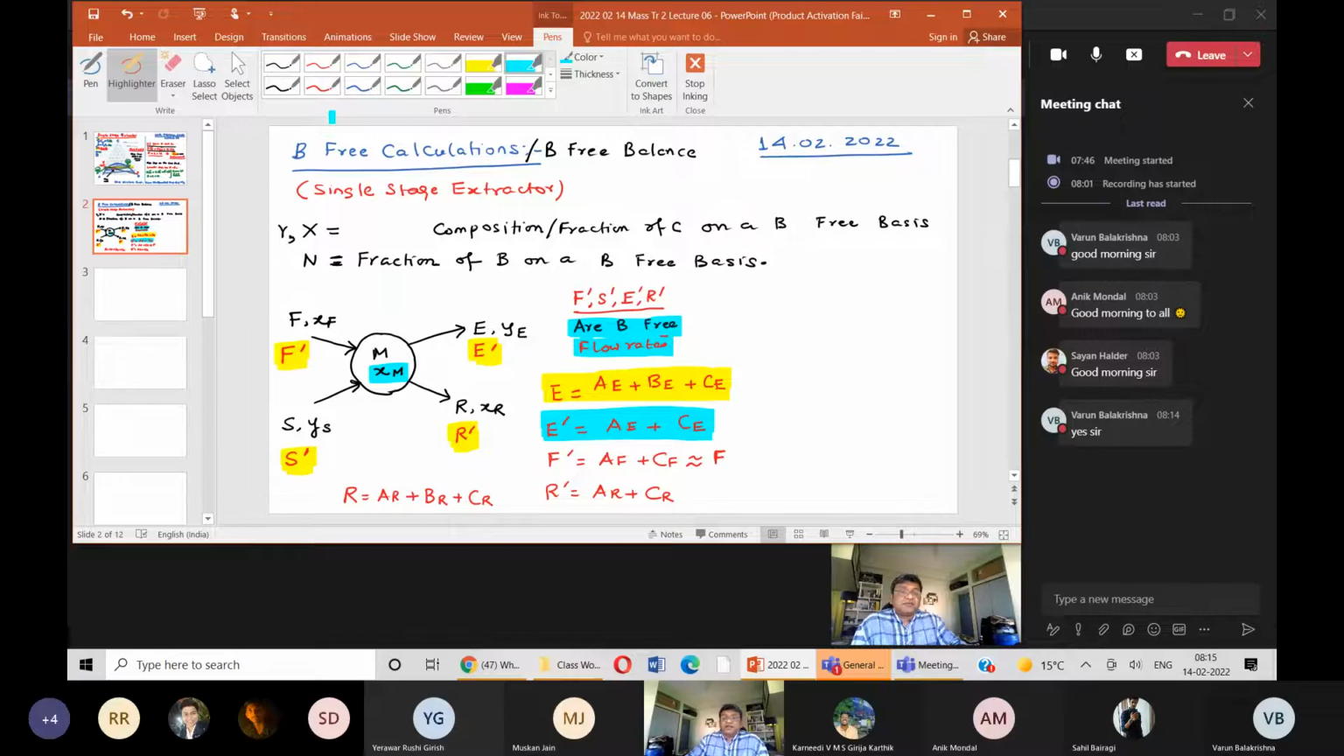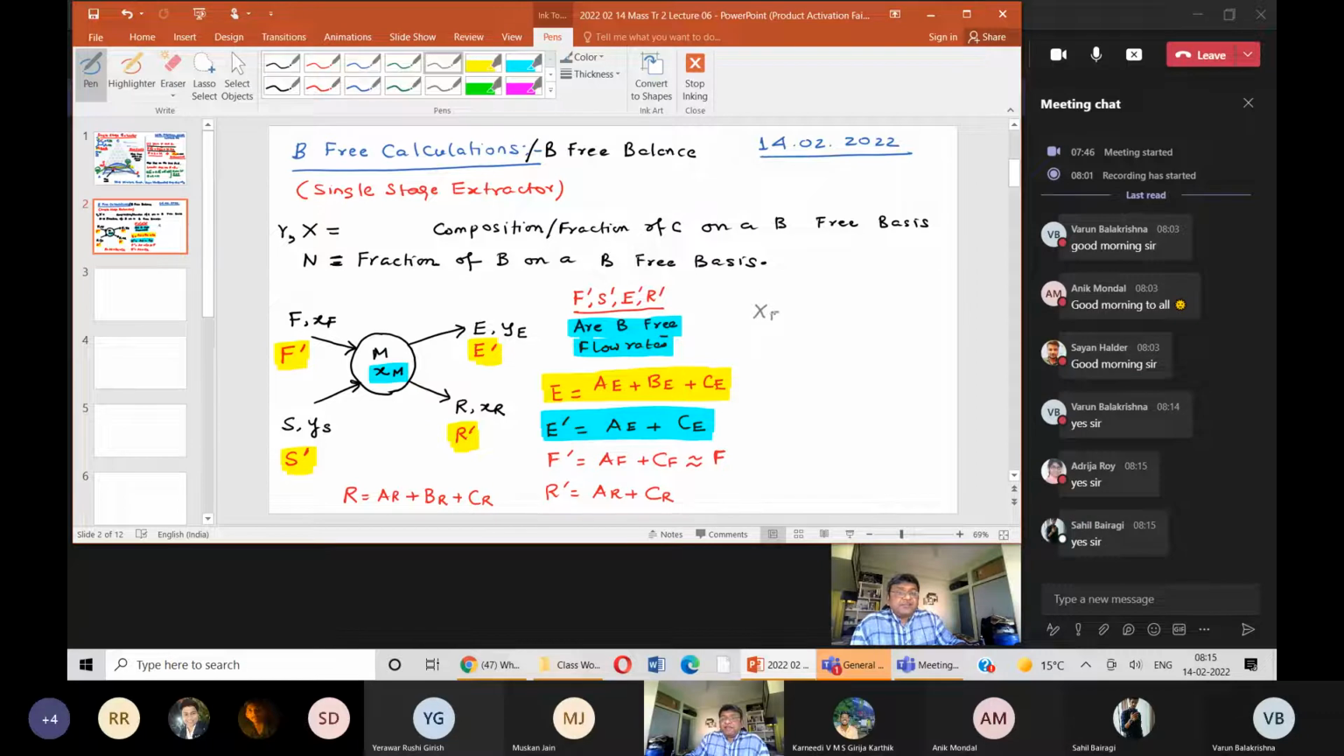Others, come out of your Monday morning blue. We now define XF. Can anybody tell what is going to be XF? XF is the composition fraction of C on a B-free basis, right? So what is XF? XF is going to be CF by AF plus CF. Is this clear to all?